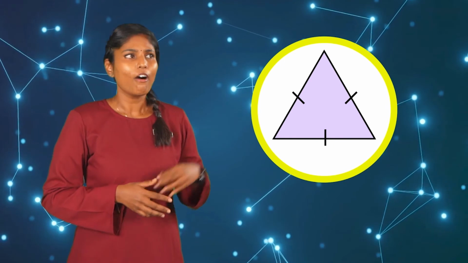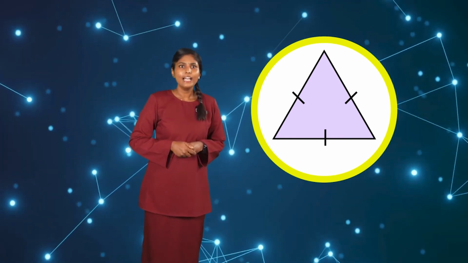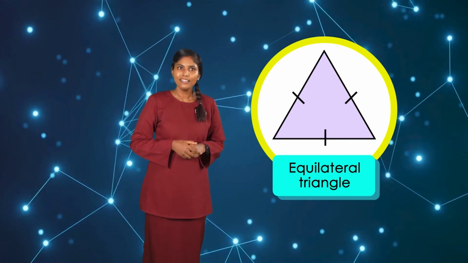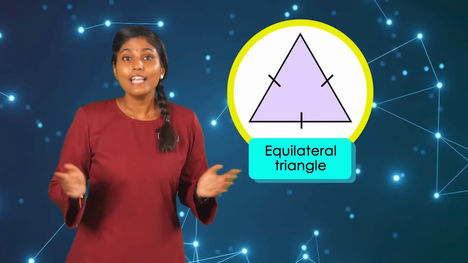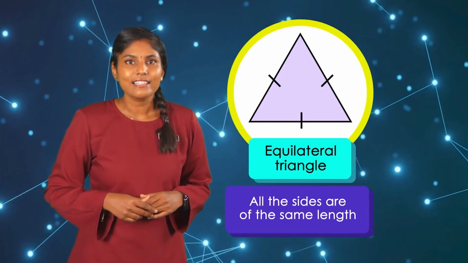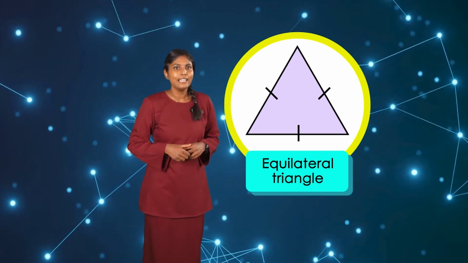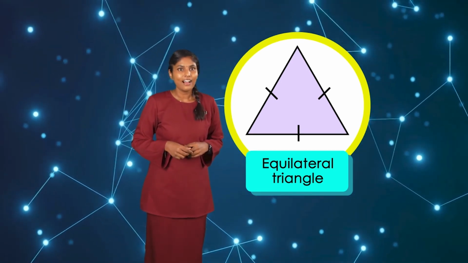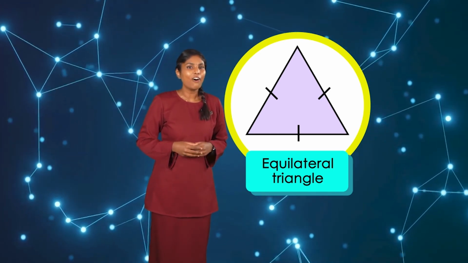So, are you ready for the last question? I will give you 2 points if you can tell me the name of this triangle. Was your answer equilateral triangle? Then 2 points for you. As you can see, all the sides are of the same length. The small line labeled on each side is the same, which indicates all the sides are of the same length.